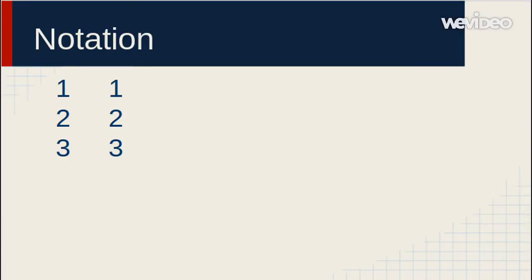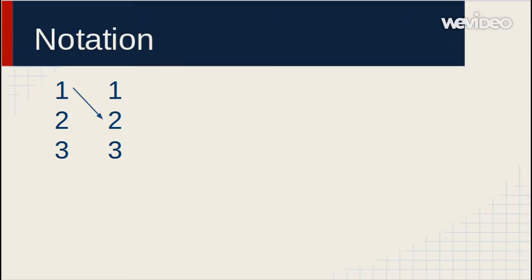Now, how do we write these permutations? Let's use an example. In class, we used two columns such that they were both the set S, and then we used arrows between the elements in order to notate where we wanted the elements to go. So let's say that we want 1 to go to 2, 2 to go to 1, and 3 to go to 3. Now, how would we write that?